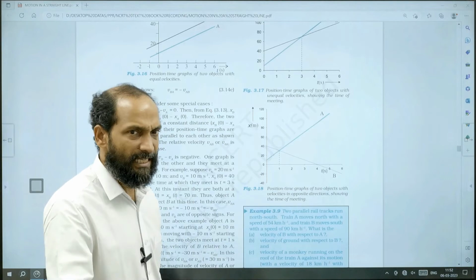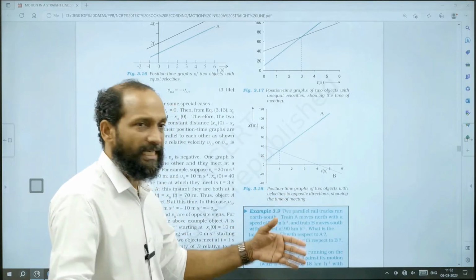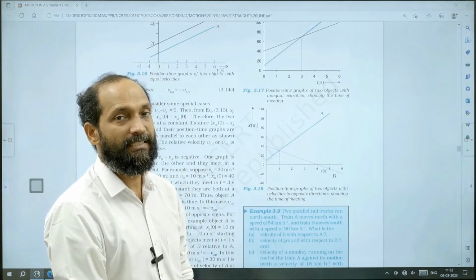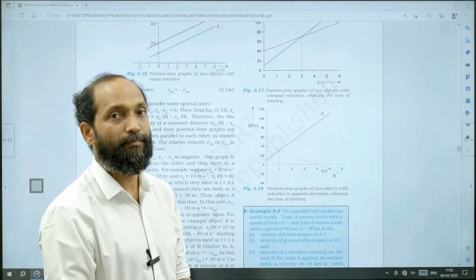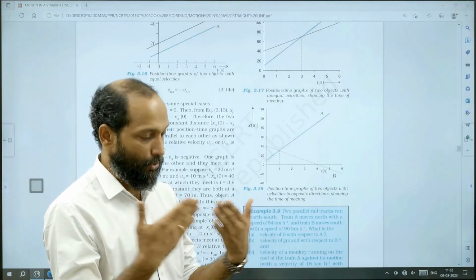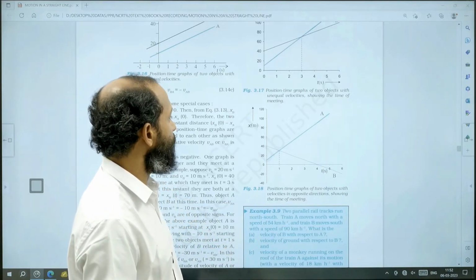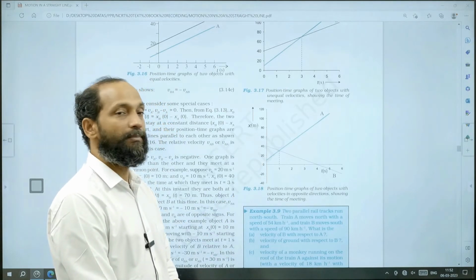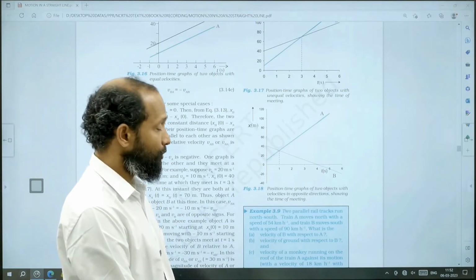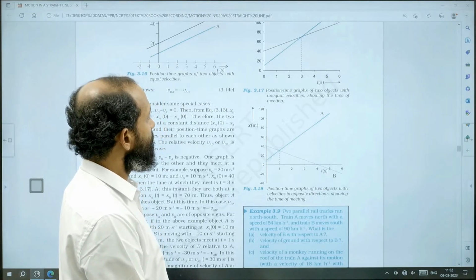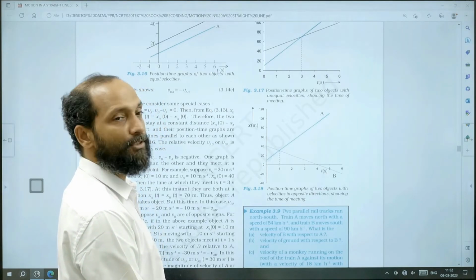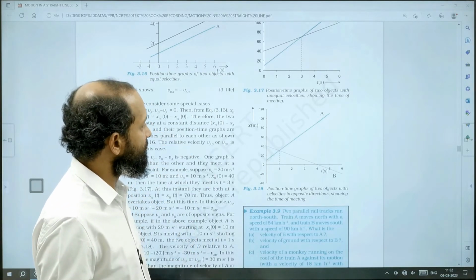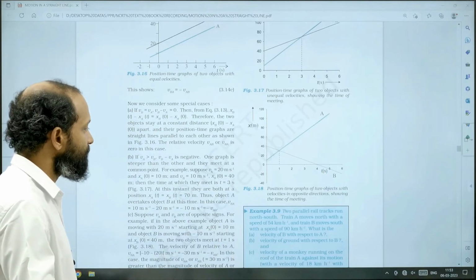So that 1 second has what significance? At 1 second they are crossing. Starting from the beginning, they crossed at 1 second. What is the crossing position? 30 meter from origin. What is the relative velocity? Relative velocity is positive. So relative velocity questions may be based on this type of graphs. Very important.